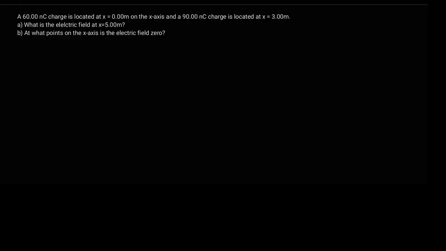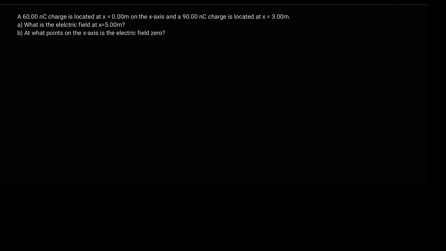So let's do this question right here. A 60 nanocoulomb charge is located at x equal to 0 meters on the x-axis, and a 90 nanocoulomb charge is located at x equal to 3 meters. So part A, what is the electric field at x is equal to 5 meters?